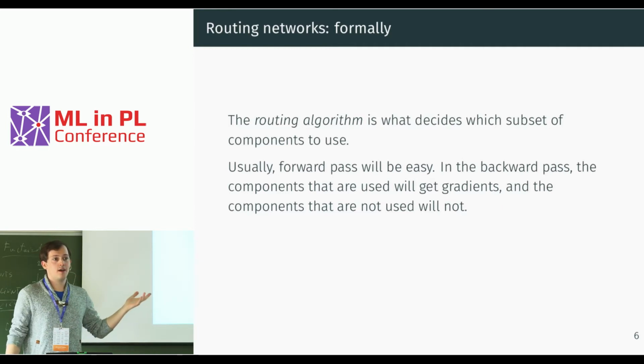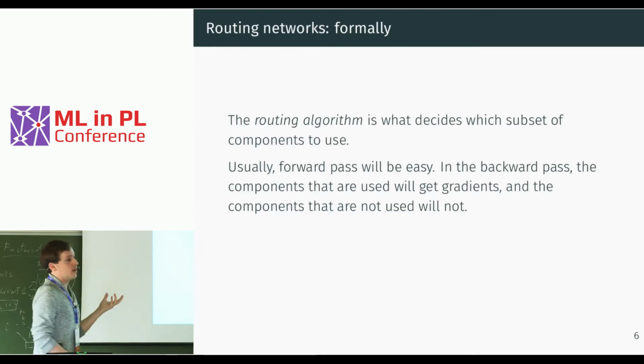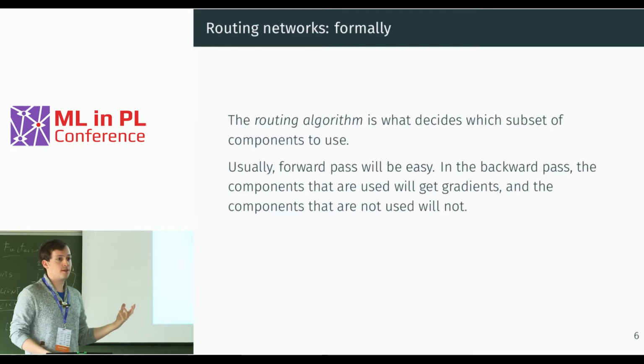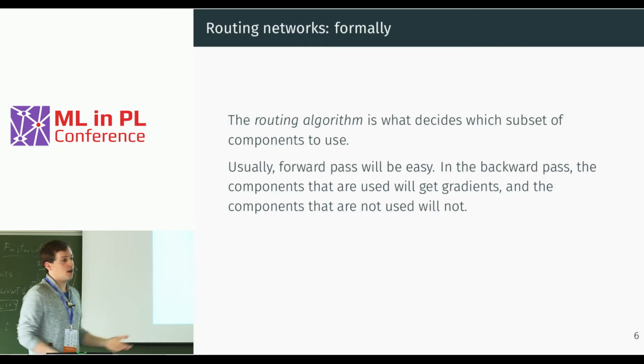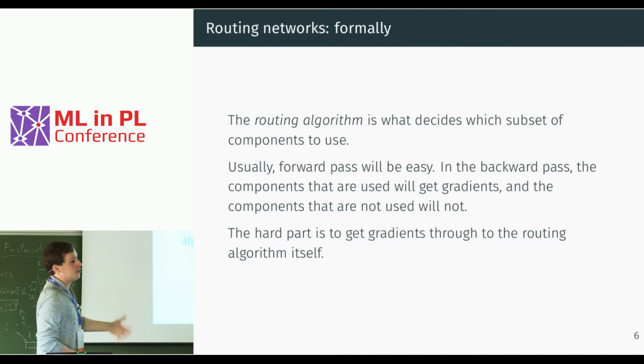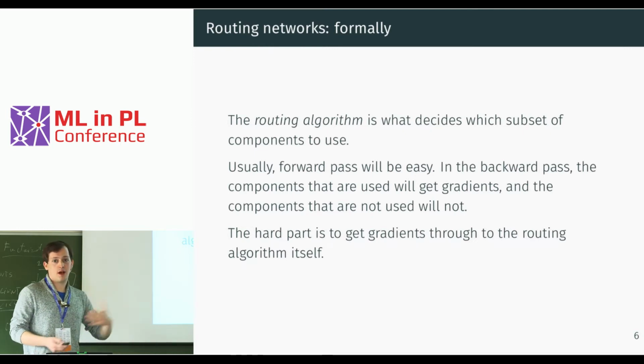That makes sense. But there's also the routing algorithm, right? It will also have some parameters in it. It will also have to learn to choose good components. And that will be the part that will be hard to learn, right? That makes sense. The routing algorithm is making discrete decisions. So it makes sense that it's going to be hard to get gradients to it.